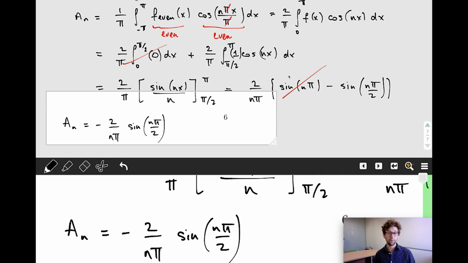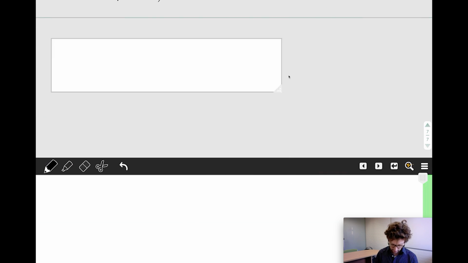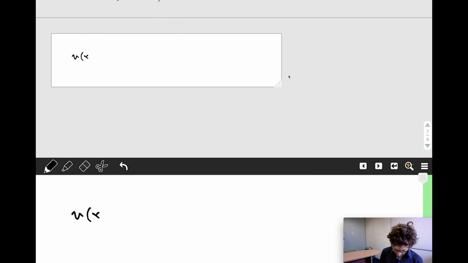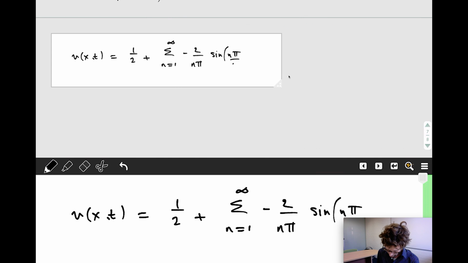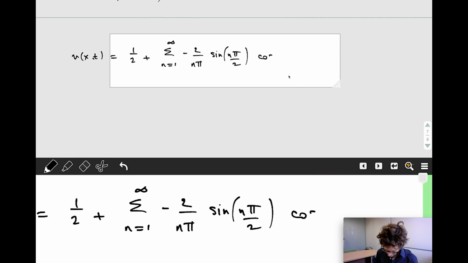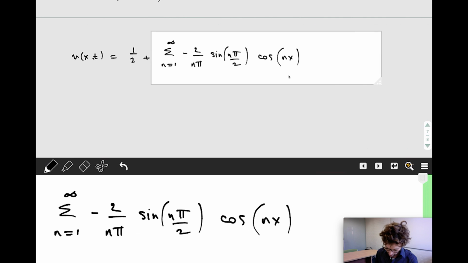And if you want, you can simplify that by expressing n in terms of even or odd values of n. So our full solution then is going to be given by the expression u of x and t is equal to a_0 plus the sum from n equals 1 to infinity of a_n times cosine nx multiplied by e to the minus 9 n squared t. That's my function of x and t. It's telling me the temperature.